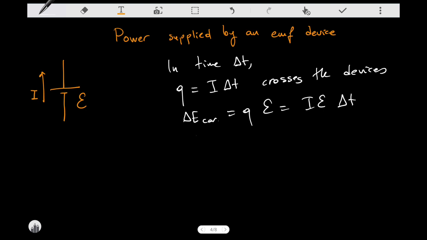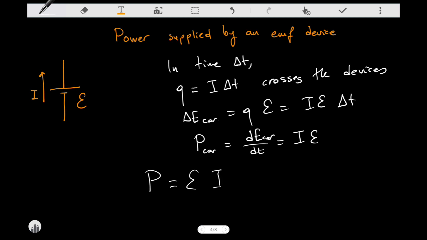And so therefore, the power of energy that is given to the carriers is basically the rate of change of the energy of the charge carriers. So that's given as I times E. So therefore, let me just write this thing down like this inside a box. It's the power supplied by EMF device to the charge carriers.